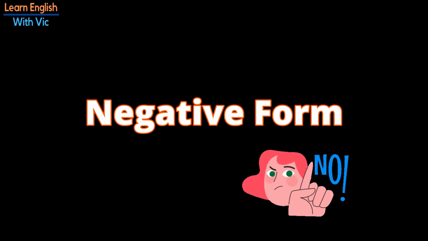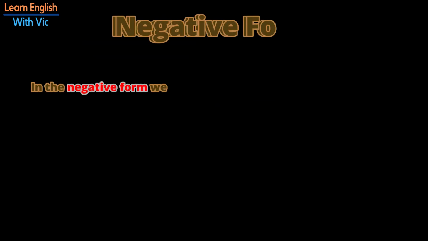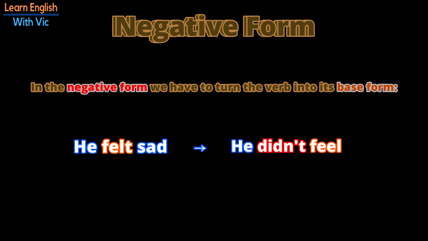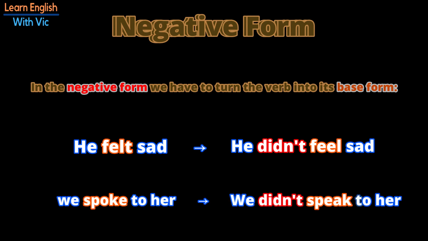Now let's take a look at the negative form. This is very important to know. In the negative form, we have to turn the verb into its base form. For example, he felt sad, but in the negative is he didn't feel sad. We spoke to her. In the negative is we didn't speak to her.